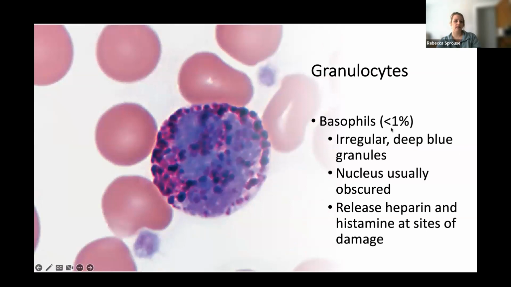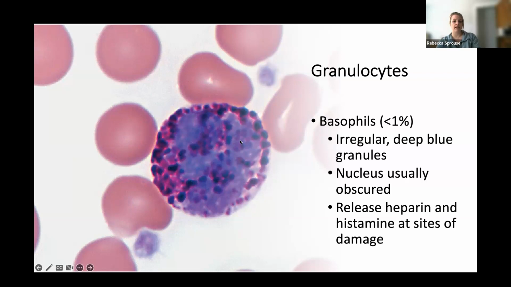Basophils make up less than 1%, very rare white blood cell here. They have a very irregular, deep granular cytoplasm. And the nucleus here, it's here, but it's usually obscured by all of these huge dark granules. So there is a nucleus here. It's hard to tell how many lobes it has or anything like that, but these very dark, large granules are kind of textbook about basophils.